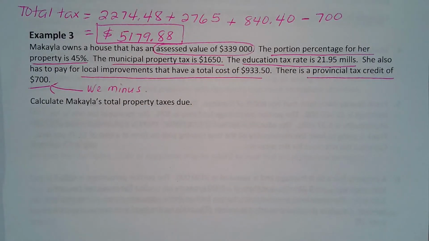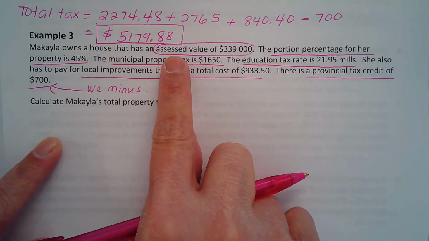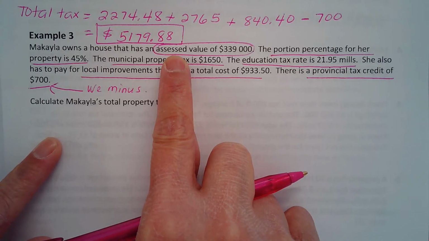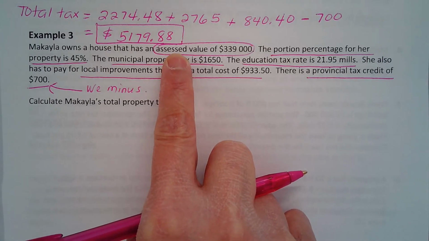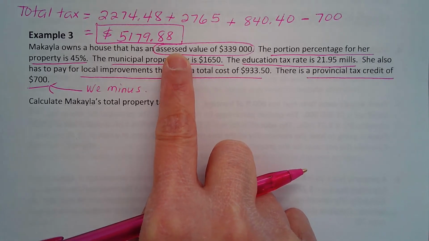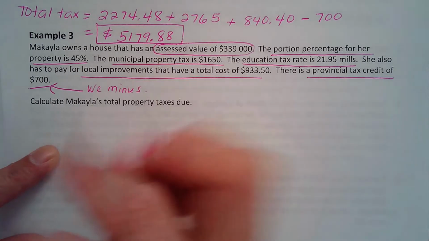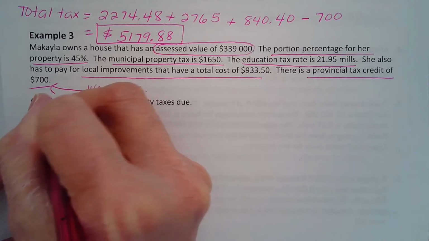Okay, so let's do Michaela's total property taxes due. They gave us an assessed value. What we need to do is first figure out the portion assessment, right? So assessed value, first, portion.